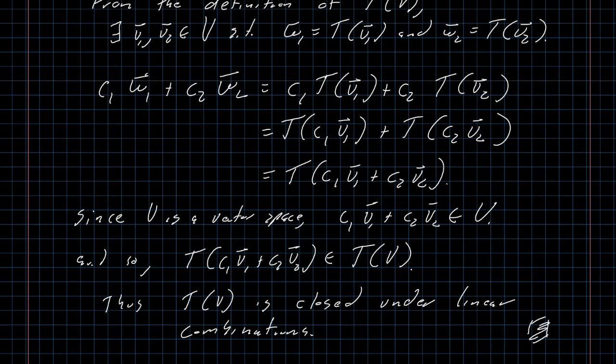The range of a linear transformation is always a vector space, no matter what linear transformation you're talking about. As long as it is a linear transformation, the range is always a vector space. Sometimes it's a silly vector space, sometimes it's a very interesting vector space, but vector space nonetheless.